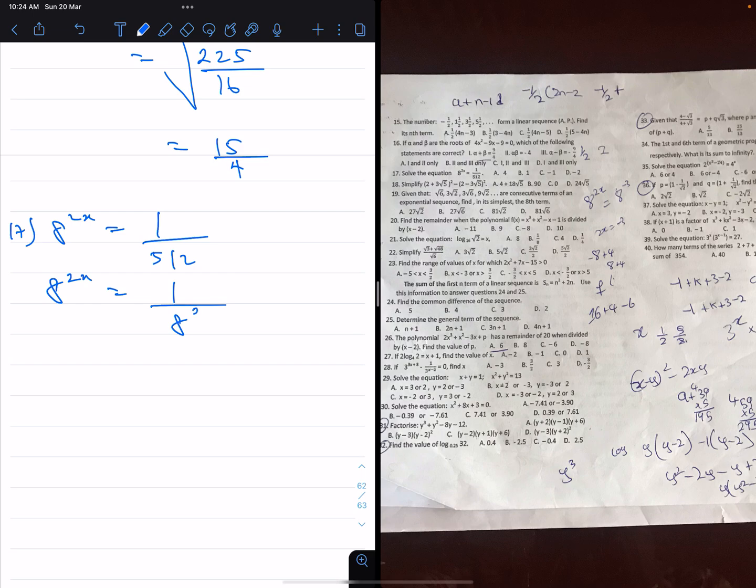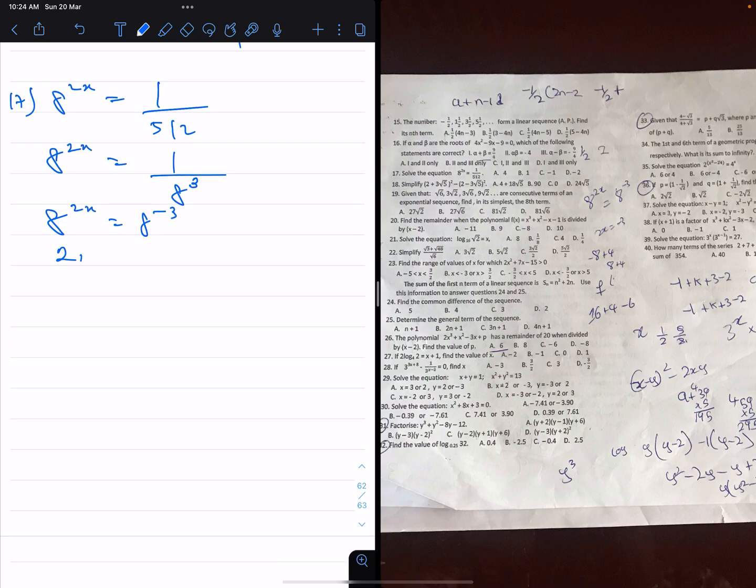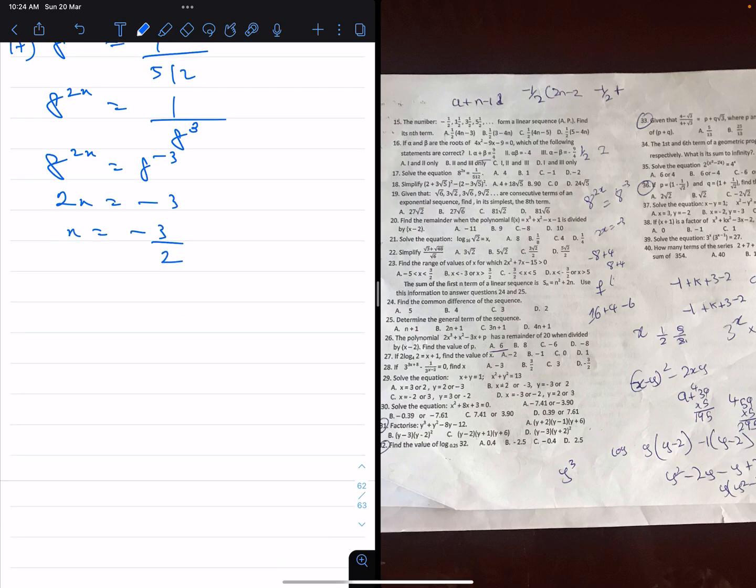So is it 8 raised to the power 3? That means 8 raised to the power 2x is the same as 8 raised to the power minus 3. 2x equals minus 3, which means x equals minus 3 over 2. Beautiful. What's the correct option? I don't know, sir. You should know. It should be there now. No, sir, it's not there. x equals minus 3 over 2.